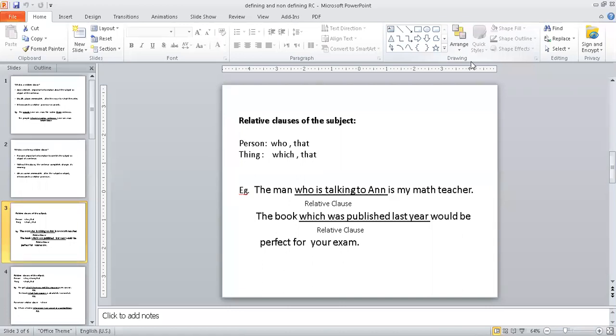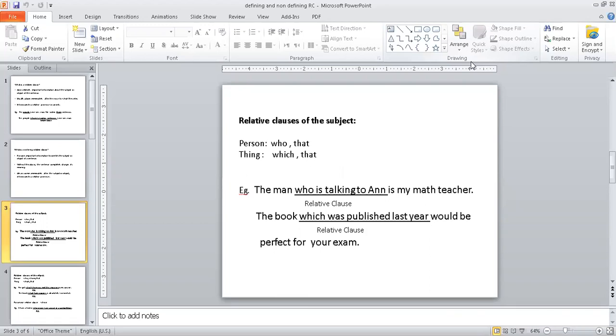Let's see some examples. The man who is talking to Anne is my math teacher, and the book which was published last year would be perfect for your exam. Be careful, we said that if the noun is a person, we use the relative pronoun who or that, and if it is a thing, we use which or that.